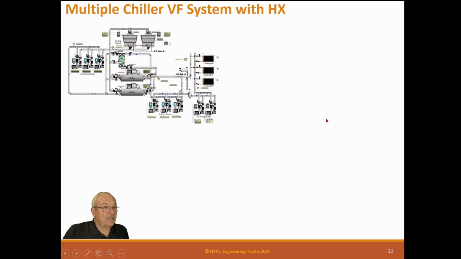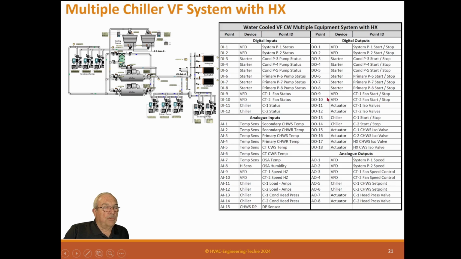All right, so this is the last one, and I just wanted to get a multiple chiller with a water side economizer in there to give you an idea what that all looks like. So this is a multiple chiller, multiple tower, multiple pump variable flow system. This is a primary, secondary, back to the other kind with multiple chillers. And you'll see that the point list is the same, it's just bigger. You've got more equipment. So we have system pumps P1, P2 start stop, condenser pumps P3, P4, P5. We have 3 pumps start stop.